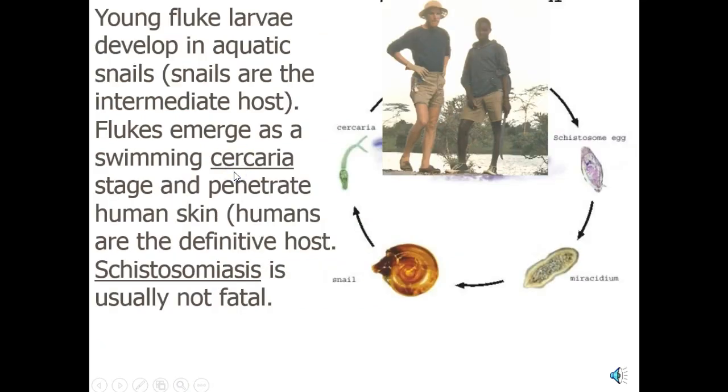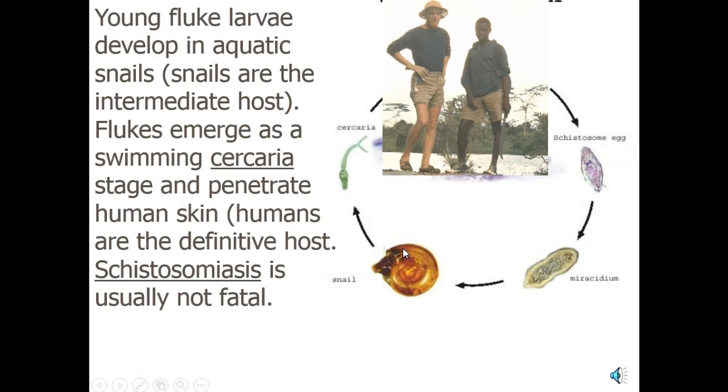Here's a good example of the life cycle. The young flukes develop in snails. Let's go down to snails. So snails are an intermediate host. If you can get rid of the snails, then you can get rid of these worms. The flukes will emerge. They'll bore a hole right out of the snail.